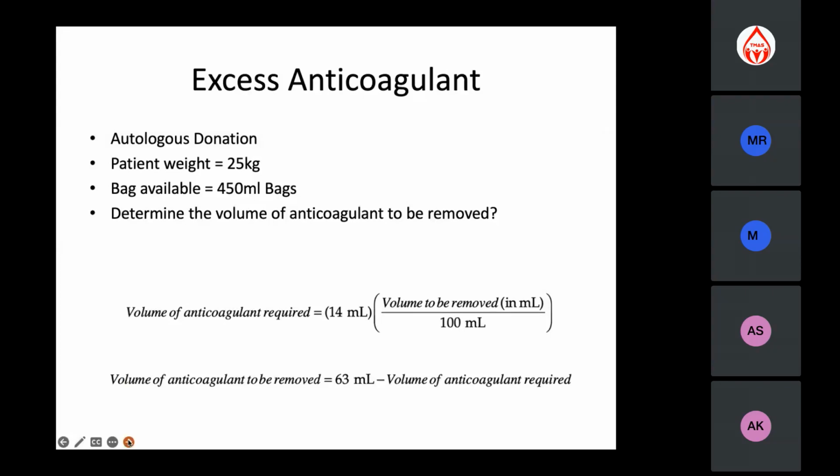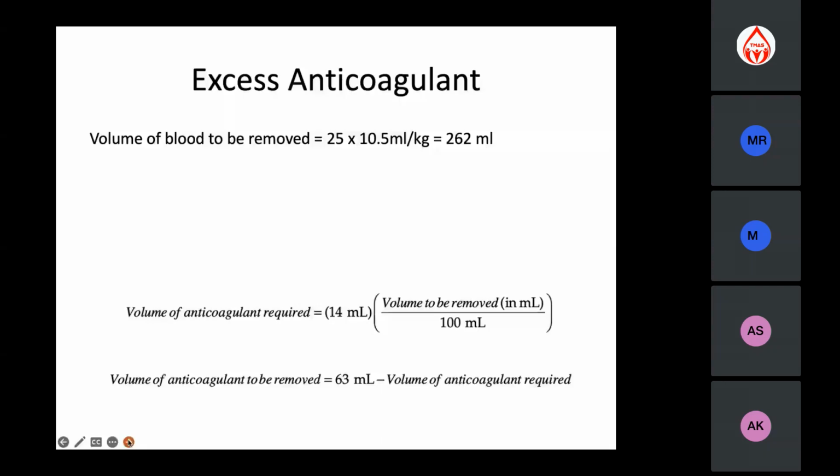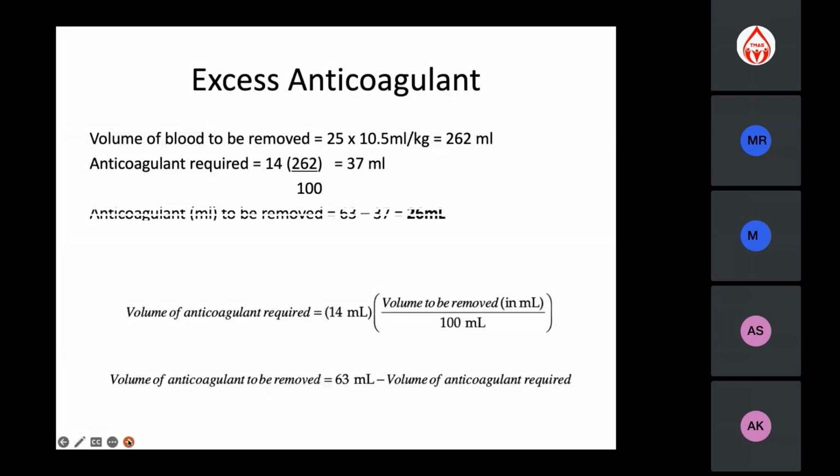In this case, the maximum tolerable limit of blood to be removed for an individual is 10.5 ml per kilogram body weight. The patient's body weight is 25 kilograms, so it comes around 262 ml. So the anticoagulant required will be 14 into 262 by 100, that is 37 ml is required for this child to collect 262 ml, and 63 ml is available in the bag. So we require only 37. So 26 ml of excess anticoagulant can be removed from the bag before initiating a collection for this child.